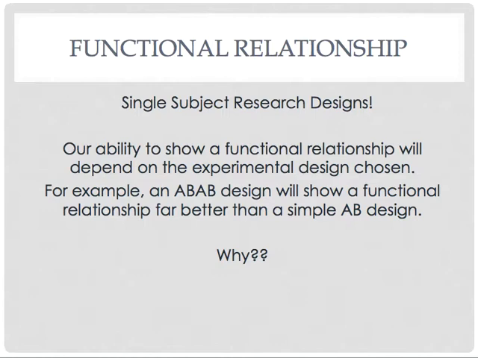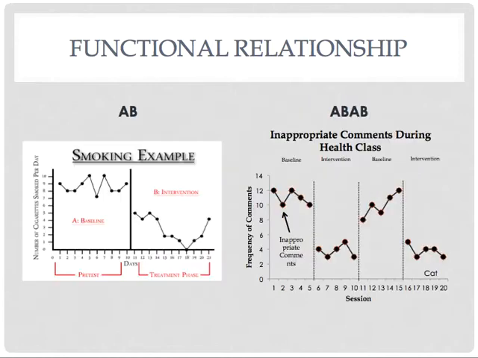This is where single subject designs come in, single subject research designs. Our ability to show a functional relationship will depend on the experimental design chosen. For example, an AB-AB withdrawal design will show a functional relationship far better than a simple AB design. Now, why is that? Let's look at 2 graphs. Let's look at an AB graph and an AB-AB withdrawal graph.